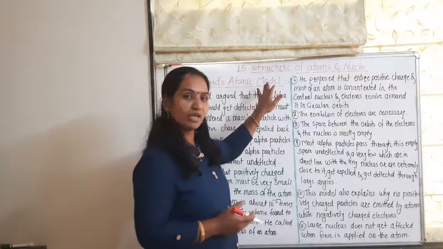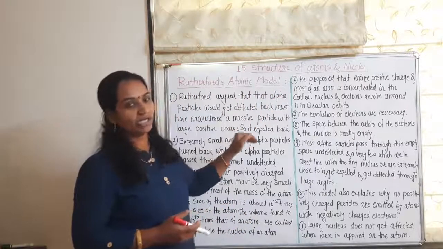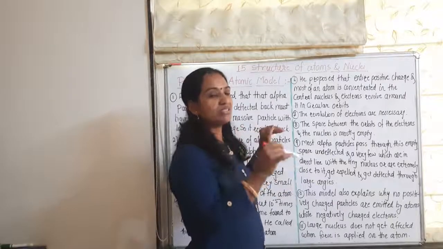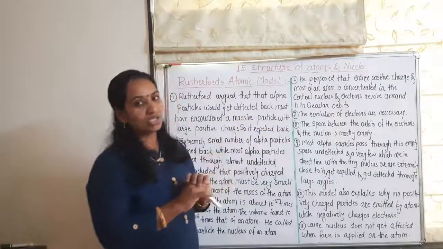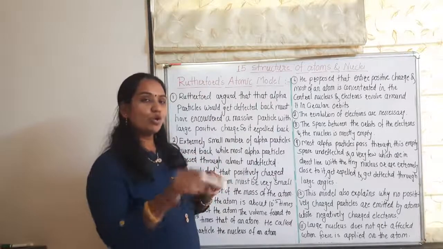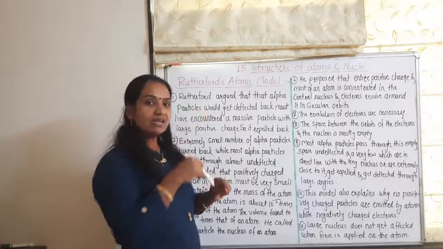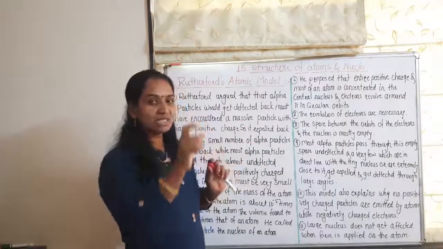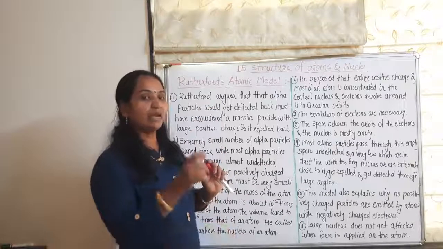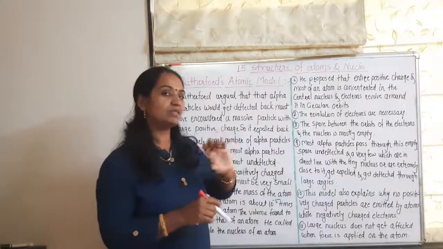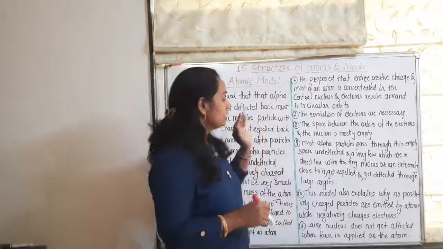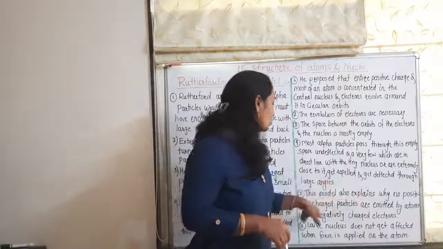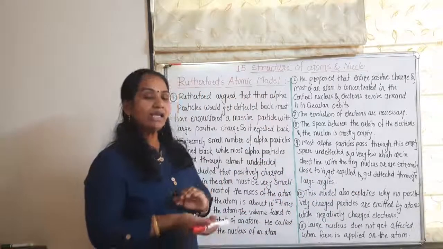According to Rutherford's atomic model, the nucleus is at the center, most of the mass is centered at the nucleus, and the electrons revolve around the nucleus in circular orbits. There is a space between these circular orbits, and because of this space the structure of atoms will not collapse. This model also explains why no positively charged particles are emitted.